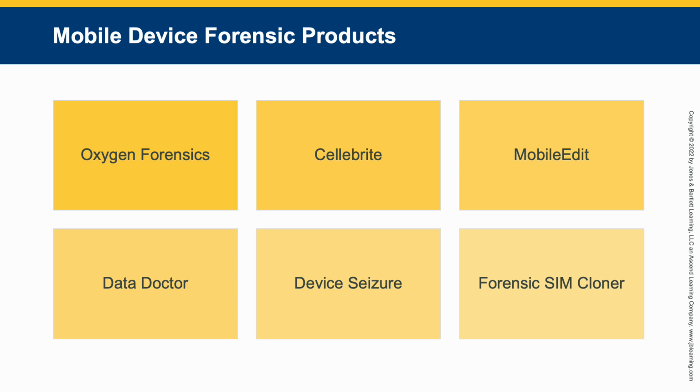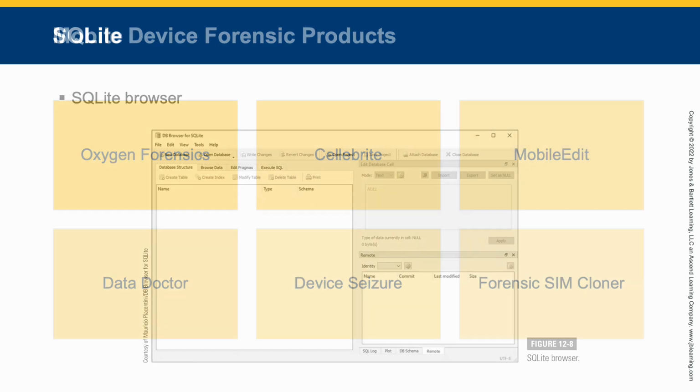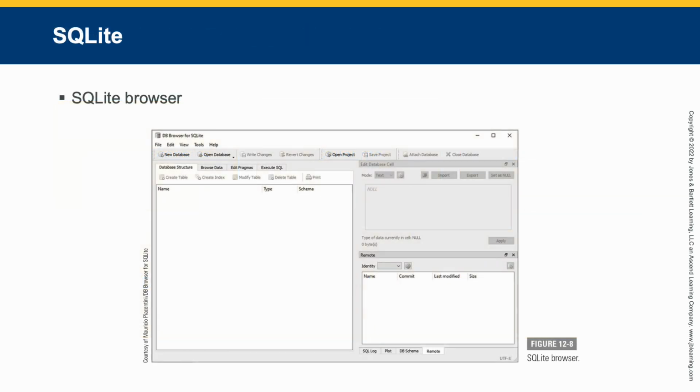Mobile device forensic products include Oxygen Forensics, Cellebrite, as mentioned earlier, Mobile Edit, Data Doctor, Device Seizure, and Forensic SIM Cloner. SQLite is a structured query language, and that allows you to extract data using the DB Browser.